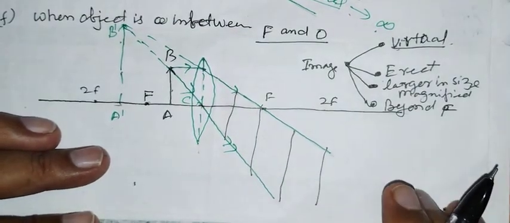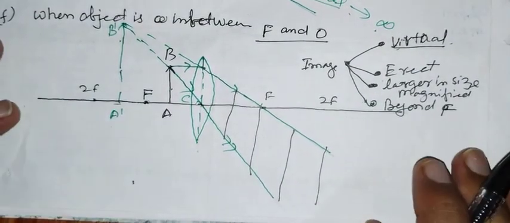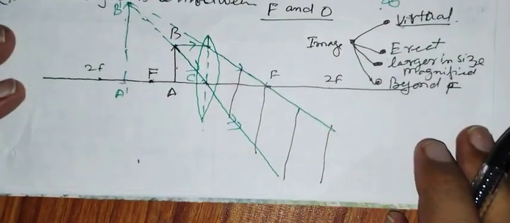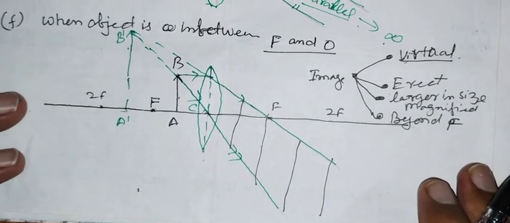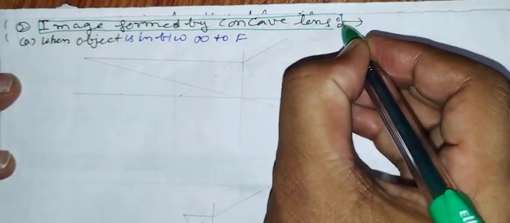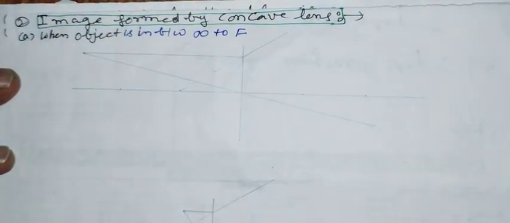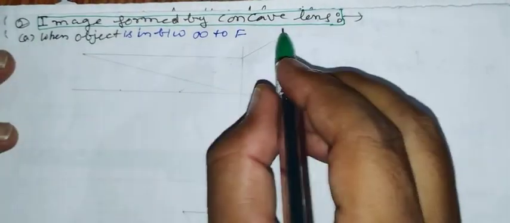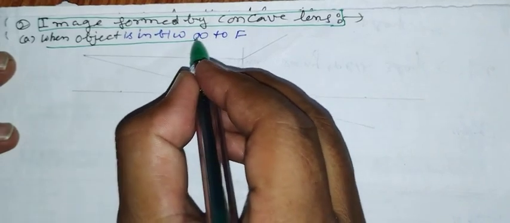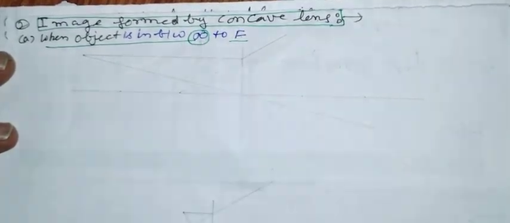This is how images are formed. So by the convex lens, here are the 6 cases under which the image is formed. Now we will see image formed by the concave lens. Here it is explained under 2 cases, whereas the convex lens has 6 cases. So in concave lens, under 2 cases: A, when the object is in between infinity and focal point, anywhere.